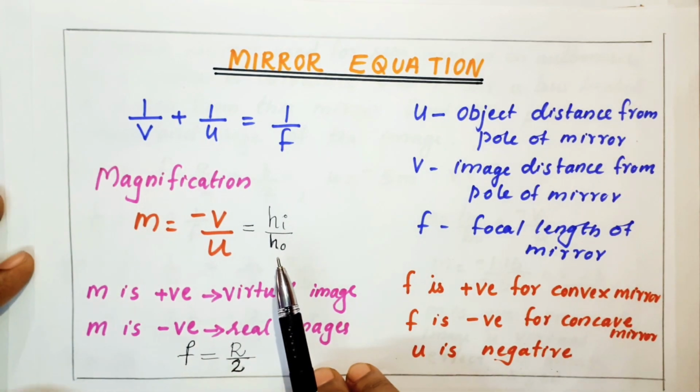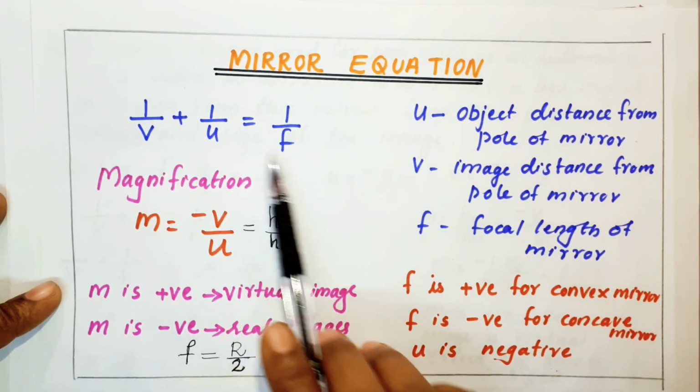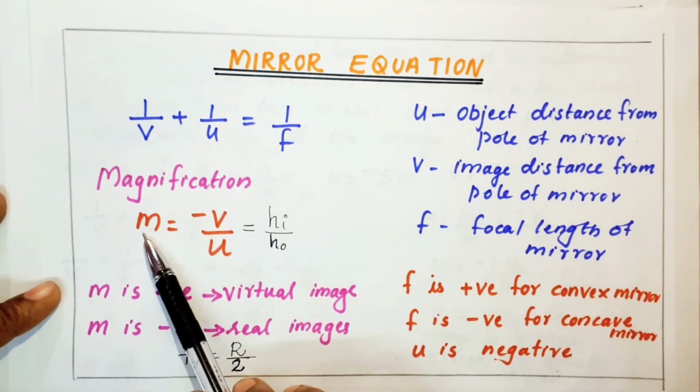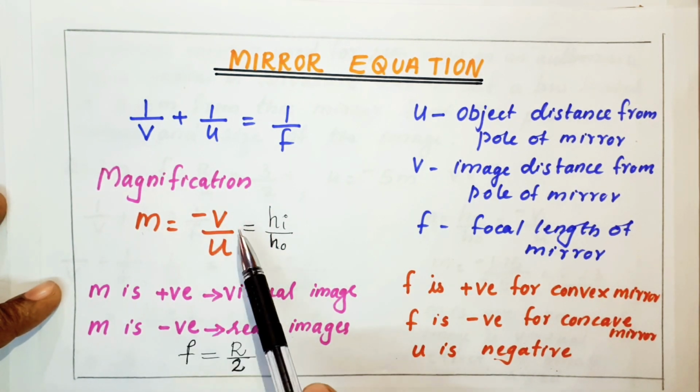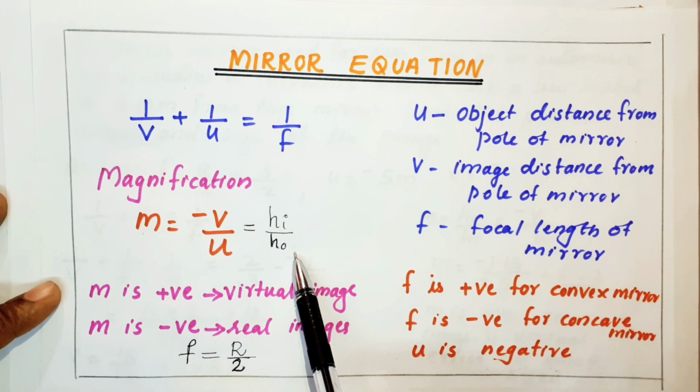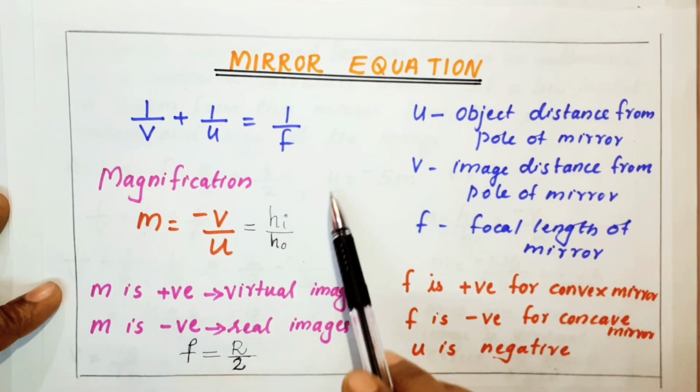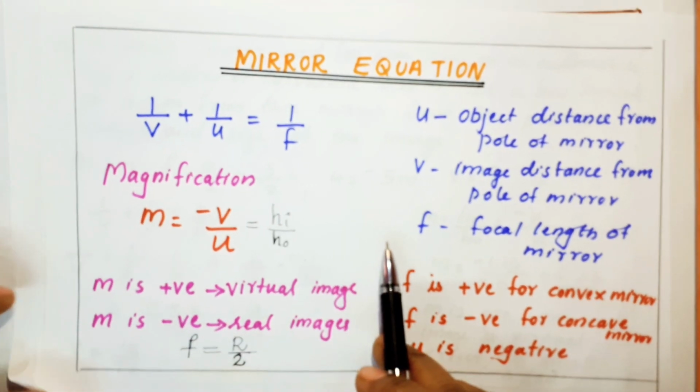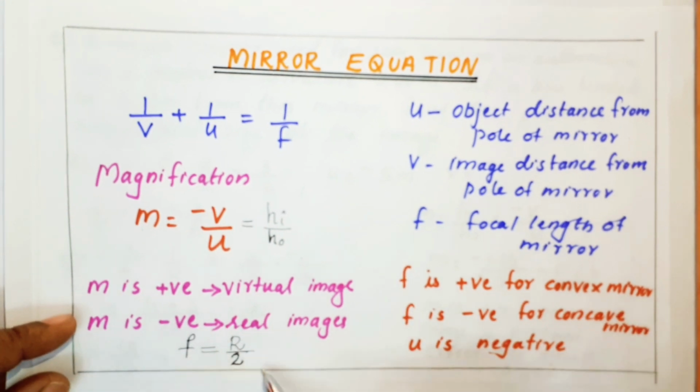The main equation I'll repeat once. 1 by V plus 1 by U equals 1 by F. M equals minus V by U, that is also equal to HI by HO, height of the image by height of the object. Then F is equal to R by 2.